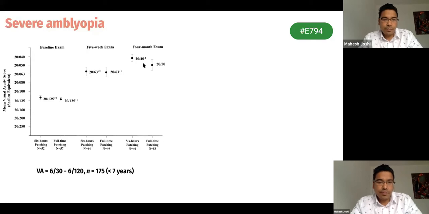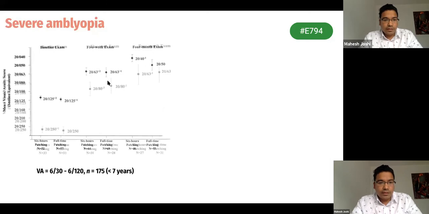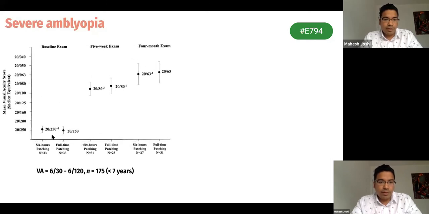So prescribing full-time patching is probably not useful. It doesn't have any scientific merit. Even for severe amblyopia, 6-hour patching is more than adequate, right? And this is even the case for quite deep amblyopia. So even if the vision is around 20/250, so that would be around how much? 6/90.